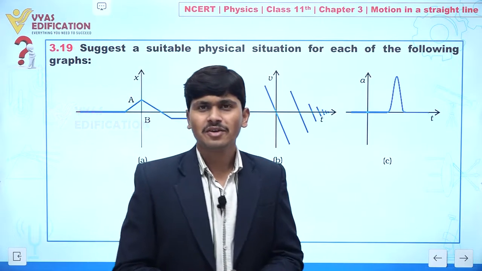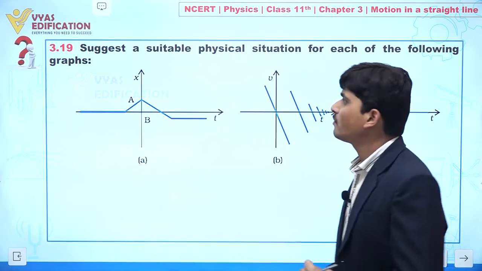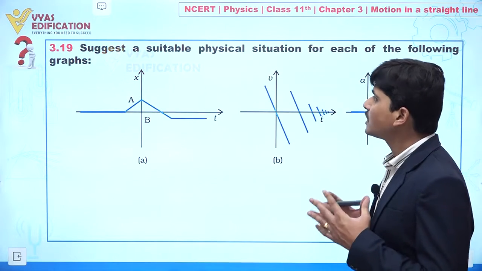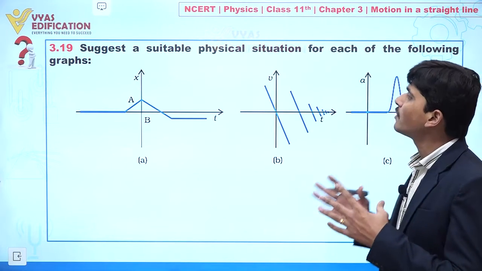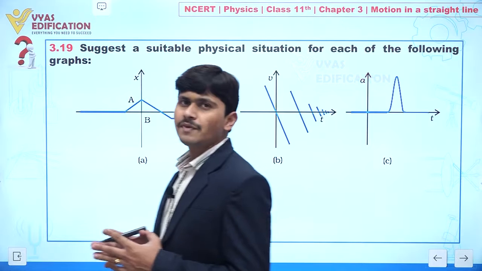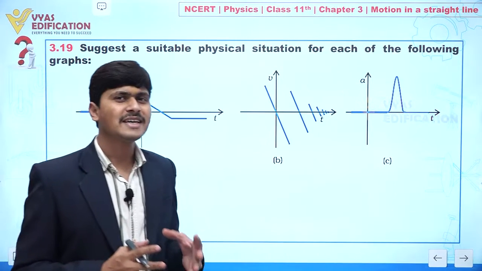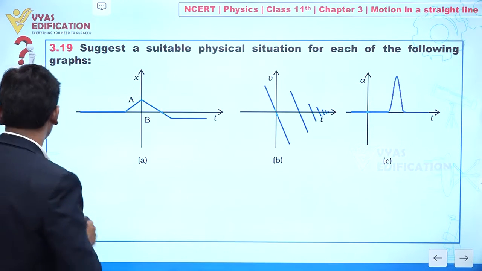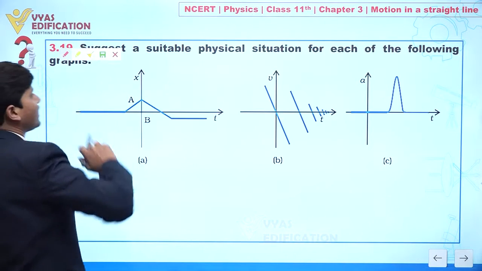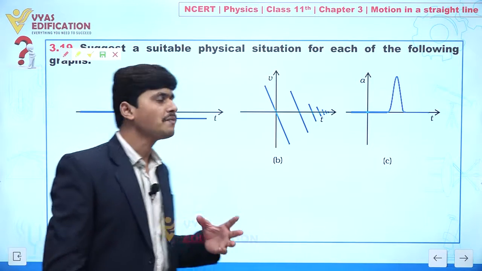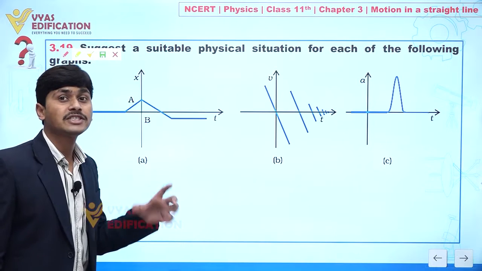Now dear student, we are going to discuss question number 3.19. In this question it is given: suggest a suitable physical situation for each of the following graphs. Clear? So first we are going to concentrate on graph number A. Now concentrate. We have to find which situation graph A is representing.